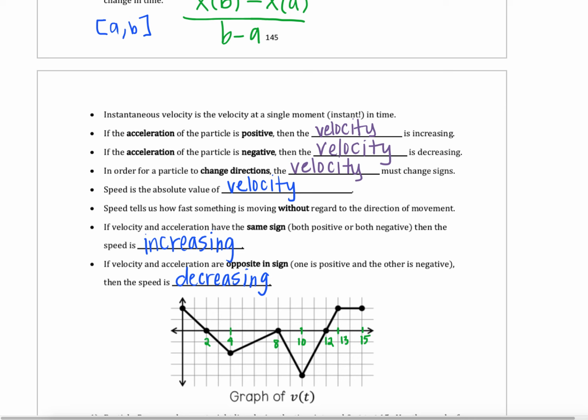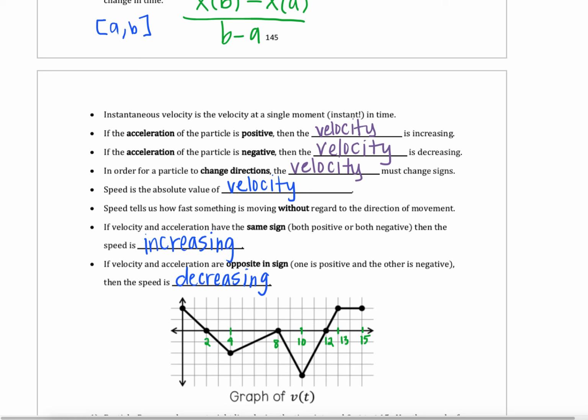These concepts are all very similar to our last unit where we talked about f-prime analysis and the ideas between extrema, increasing, decreasing, inflection points, and concavity. So for instance, when we talk about a particle changing direction and the velocity has to change signs, velocity is the first derivative. So if the first derivative were to change signs, that would be a local extrema. So a change in direction is very similar to a local extrema. We're just working in the context now of a motion problem.